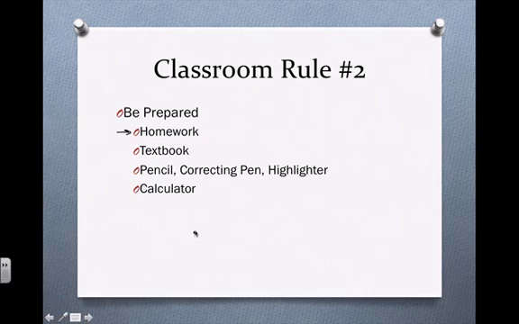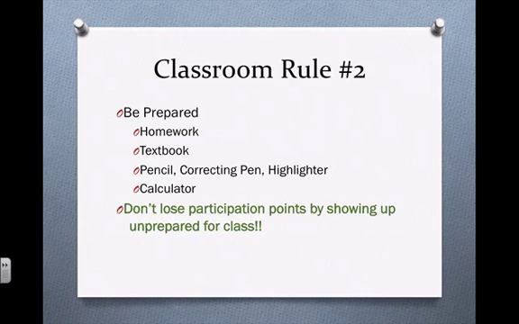We are going to need a graphing calculator for this class. So that means you need either a TI 83 or a TI 84. Those are the two different versions that you can have for this particular class. And you absolutely have to have a graphing calculator for this class. We are going to need the graphing calculator functionality for this class. Okay, so that's what you need to be prepared.